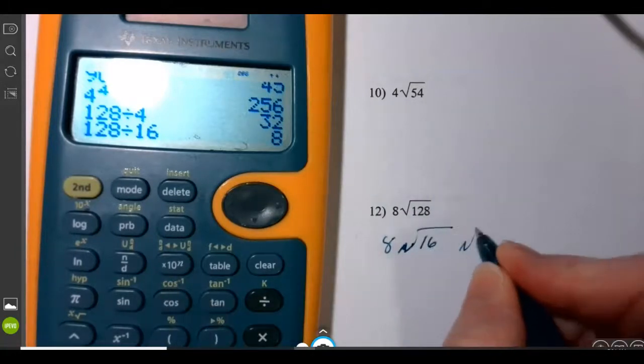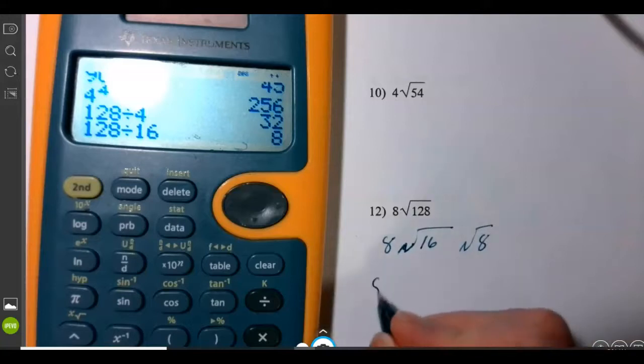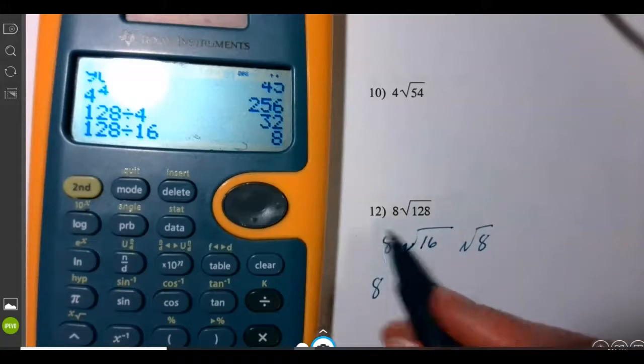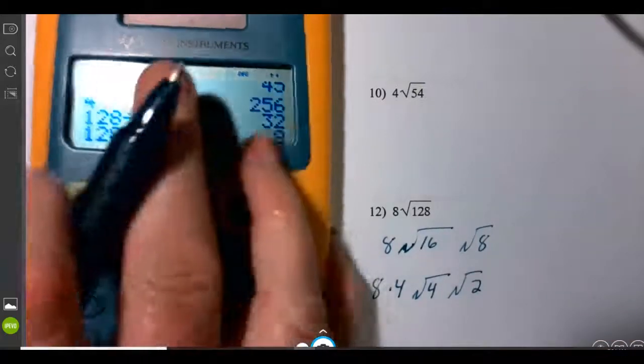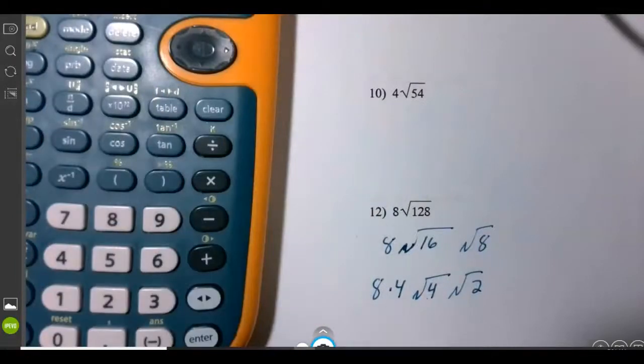That's 16 and square root 8. 8 comes down. What? We're stuck on 8 today. Square root of 16 is 4. I can break 8 down into 4 and 2. So I just keep breaking them down into perfect squares until I have no more left. So this is 32 times square root 2, because square root 4 is 2.